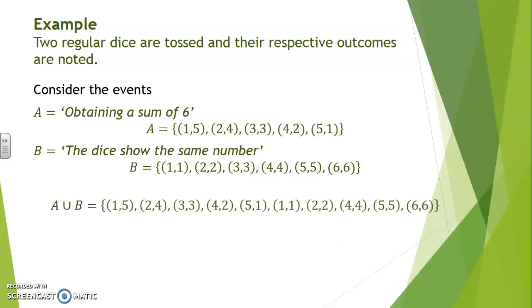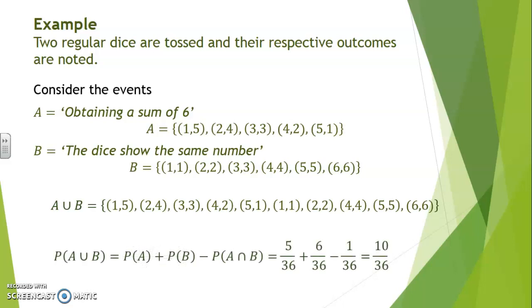The union of A with B would be the list of all elements that are found in A or in B or in both. So although 3, 3 does appear in both lists of A and B, of course we only write it once in the union. The probability of the union is obtained by counting the number of elements in the union itself, and there are 10 elements, divided by the size of the sample space, which is 36.